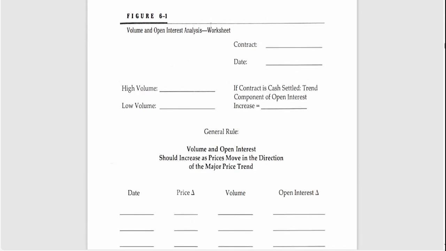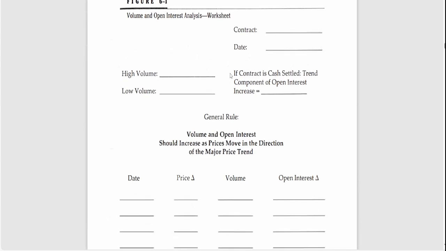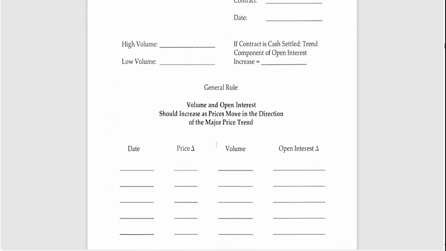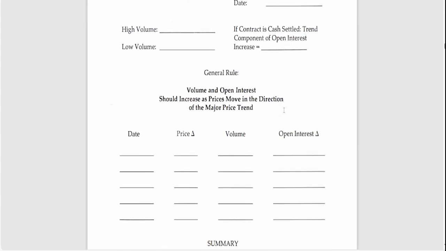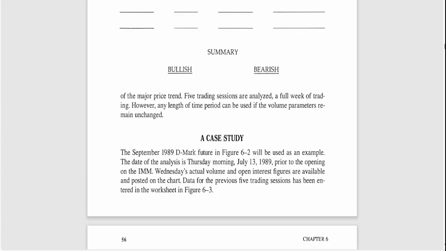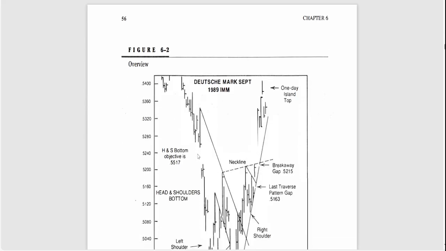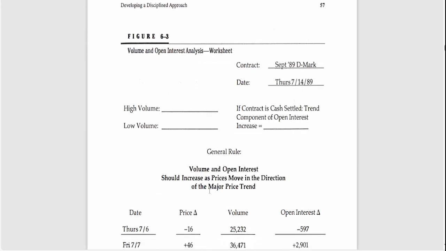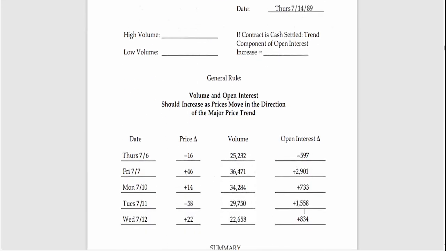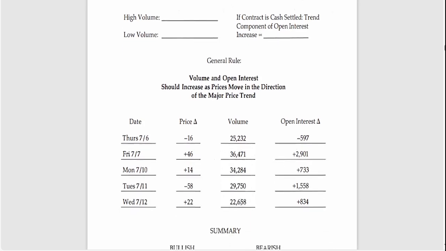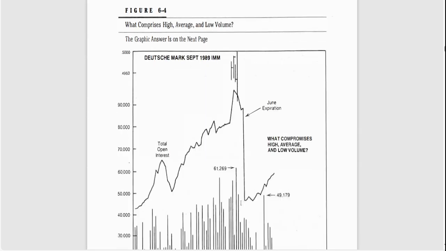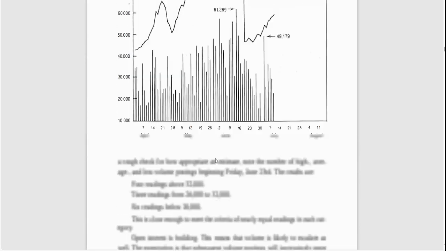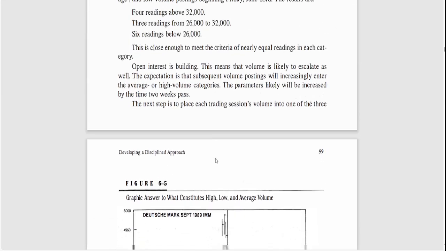Now you have this worksheet. This worksheet is an example of how they use it. Look at the example below. They have a case study and a chart, and they transform it onto this worksheet. They label all the open interest figures and all the volume figures, and then they tell you what it means. That's a very important chapter. You have to read that.